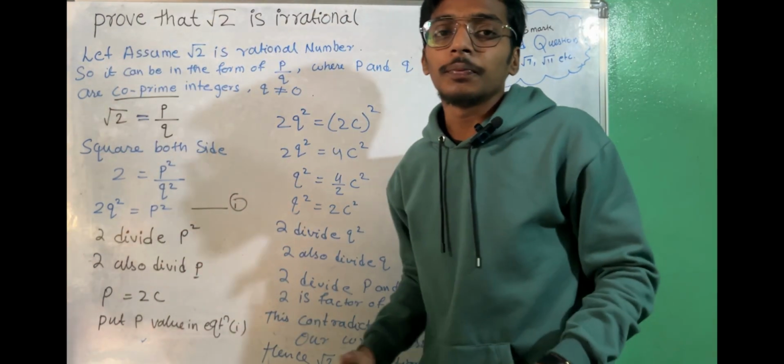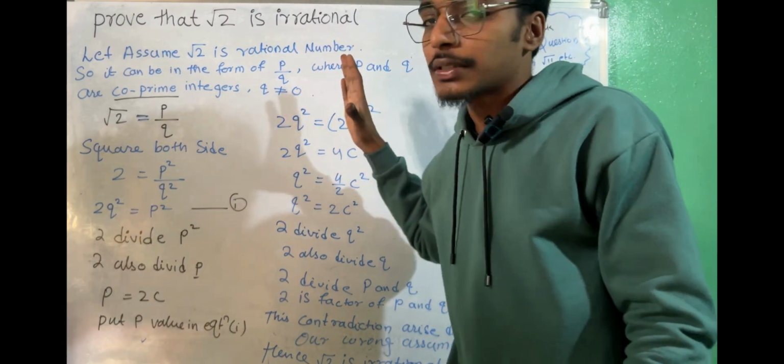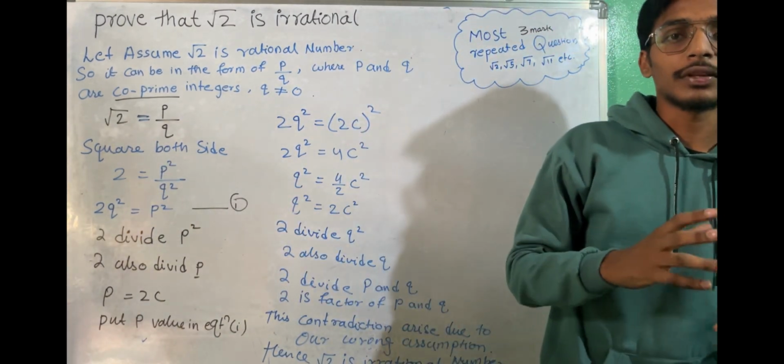In such a way, you have to prove the given number is an irrational number. This type of question will come in your examination for 3 marks.